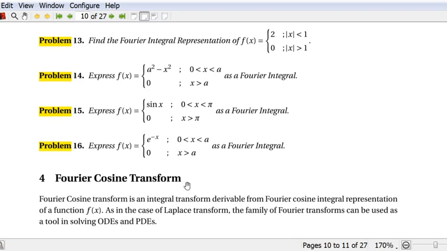So that's about the Fourier integral representation and this problem. Do these problems and be very well versed in doing integration.